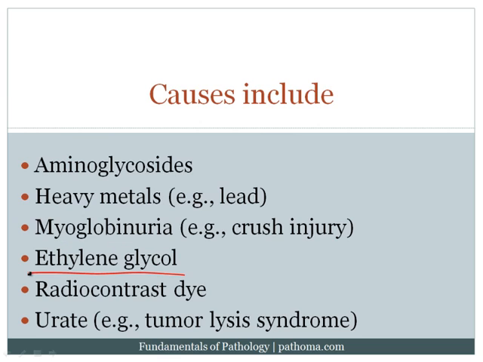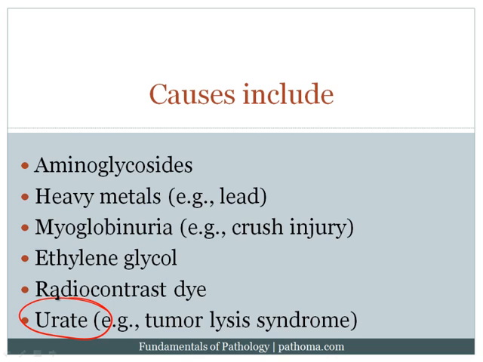Recall that ethylene glycol is basically antifreeze, and it could be taken by accident, for example, if a child were to consume it. Remember that ethylene glycol has a blue color and tastes sweet, and so sometimes children can think of it as a juice, and they might drink it, which would then result in an acute tubular necrosis. It's also important to note that patients who are exposed to ethylene glycol often develop oxalate crystals in their urine, and again, that's particularly high yield for examinations. Radiocontrast dye can also create an acute tubular necrosis, and then finally, urate can also do it.